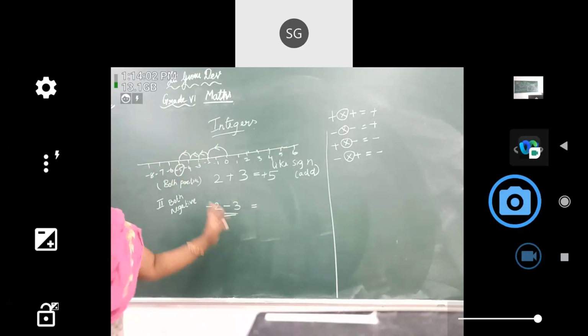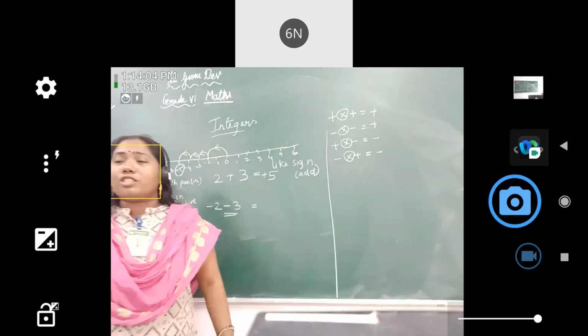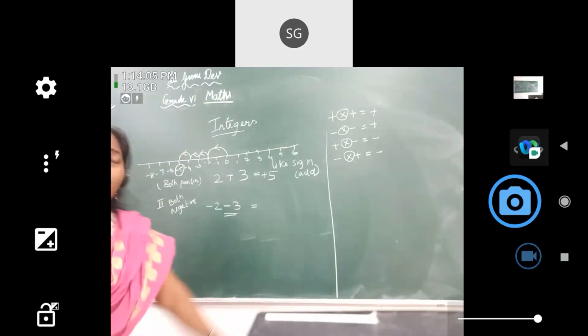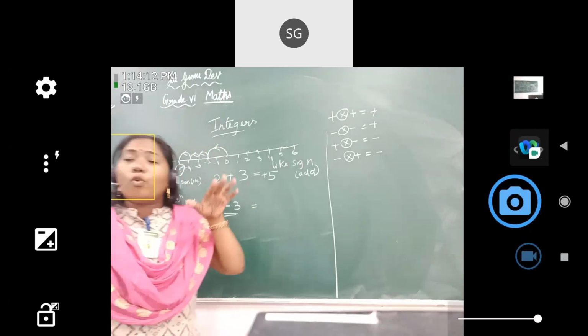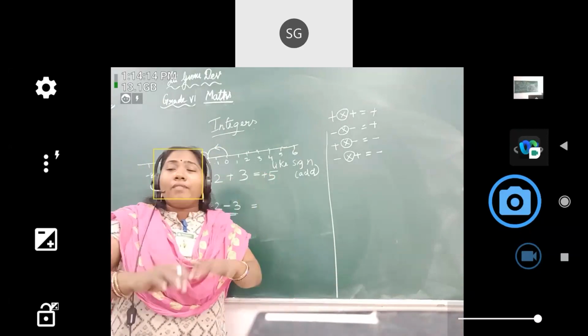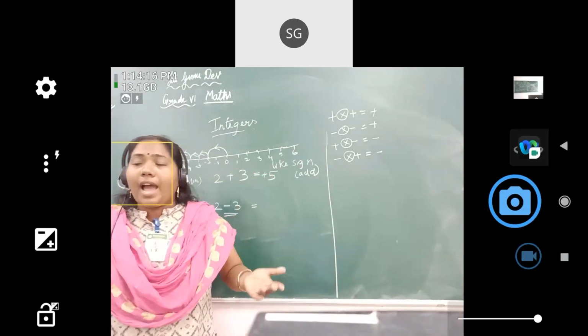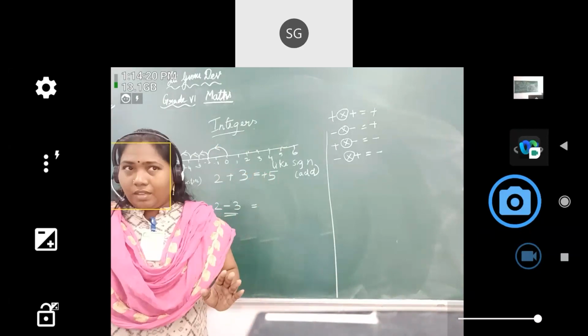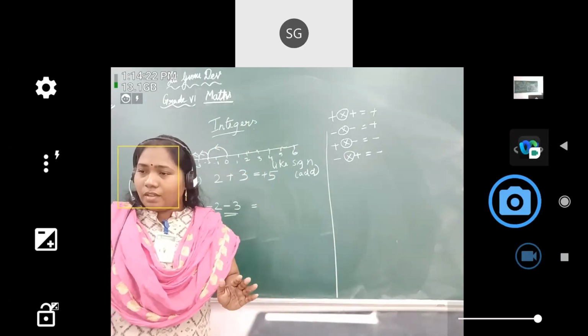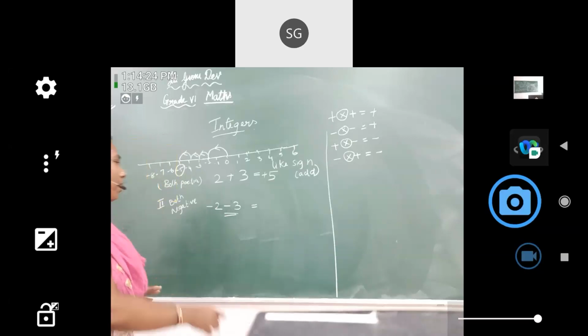Yes, ma'am. When both are positive, I will move in the same direction, that is towards my right. When both are negative, I will move in the same direction, that is towards my left. Since I'm moving in the same direction, even when the numbers are bigger, I can solve by simply adding them. Understood? Yes. Okay, so now coming here.